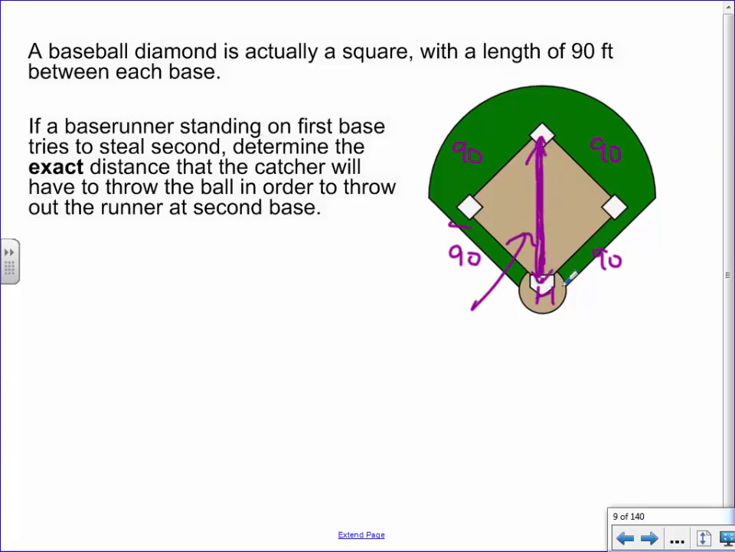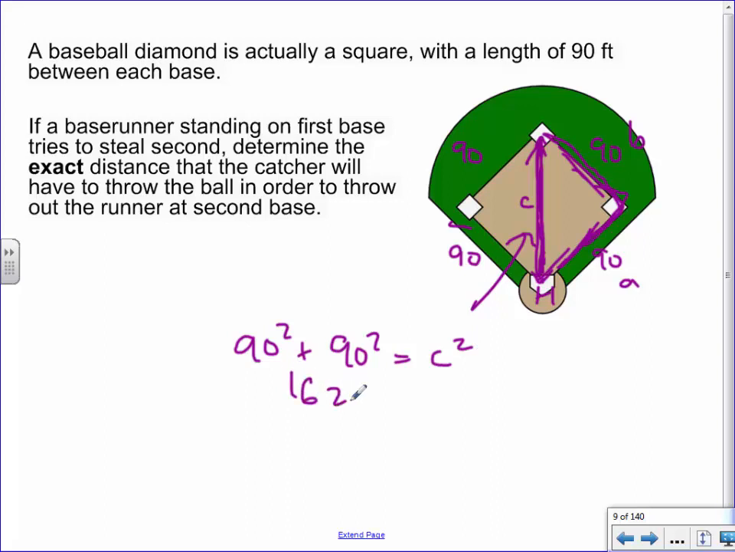Well, here's what most people would do. They'd say, okay, well, this is a nice right-angle triangle. They'd use Pythagoras' theorem. And they'd say that this side could be A, this side could be B, and this side C. Can you guys see how there's a triangle right there? So using Pythagoras' theorem, you'd say, well, we need 90 squared plus 90 squared. That'll equal C squared. So 90 squared plus 90 squared.